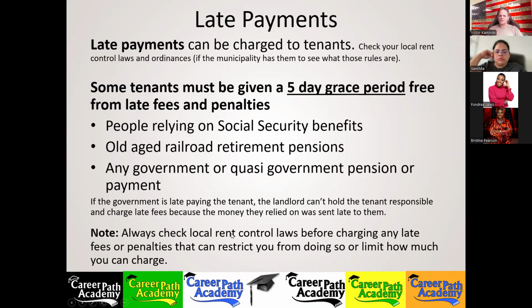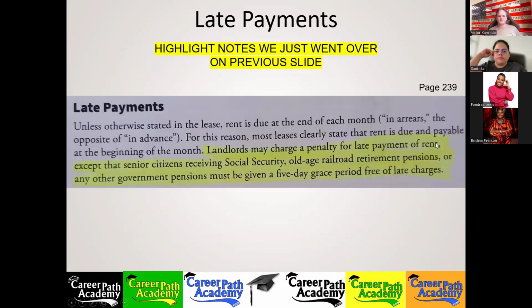Always check local rent control laws before charging any late fees or penalties that could restrict you from doing so or limit how much you can charge in late fees or penalties. Some municipalities have rent control. These laws are meant to protect tenants from abusive landlords, but it's a double-edged sword there too. So let's highlight late payments in the book, page 239.